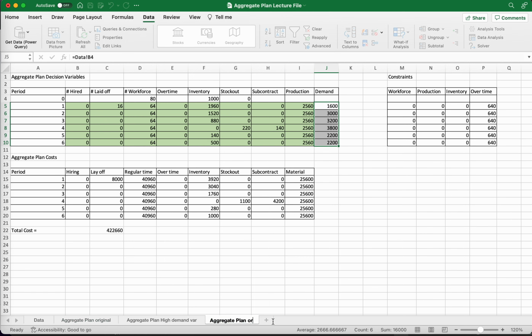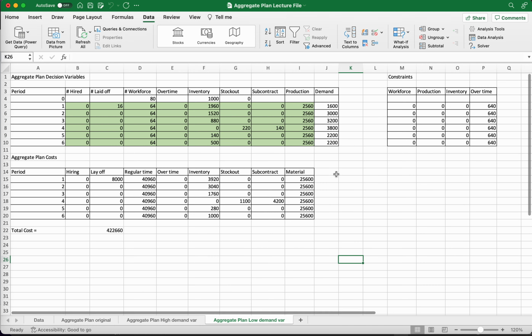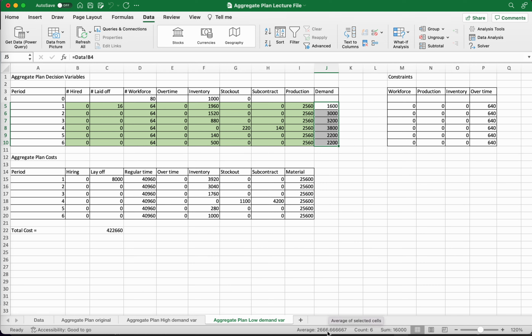Low demand variability. Let's call it low demand variability. So these are the original values. Instead of going from 1600 all the way to 3800, if you look at the average value of demand, it is around 2,666. So let's say that demand was around 2500. Let's say that it began at 2200.